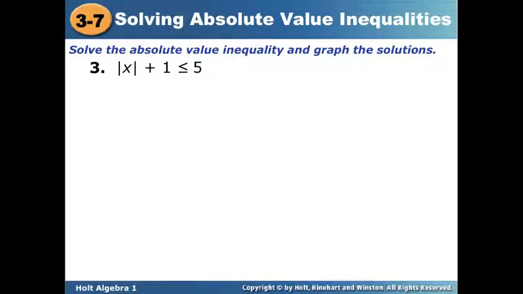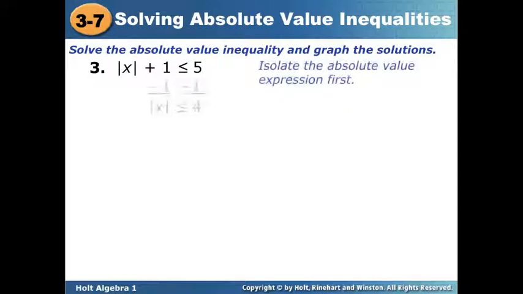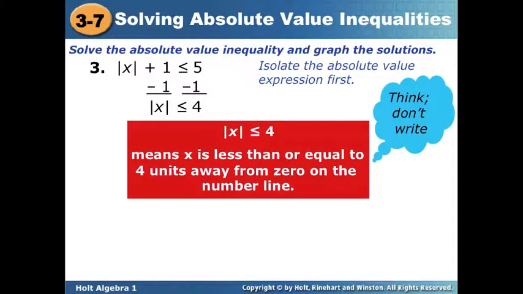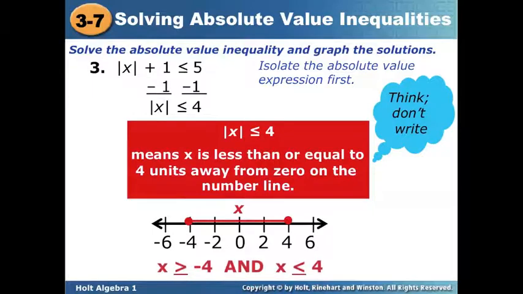Example number 3. We have the absolute value of x plus 1 is less than or equal to 5. Remember, just like when we were solving absolute value equations, you'll need to isolate the absolute value bars first. This means subtracting 1 on both sides. So we have the absolute value of x is less than or equal to 4. Think about it. This means that x is less than or equal to 4 units away from 0 on the number line.